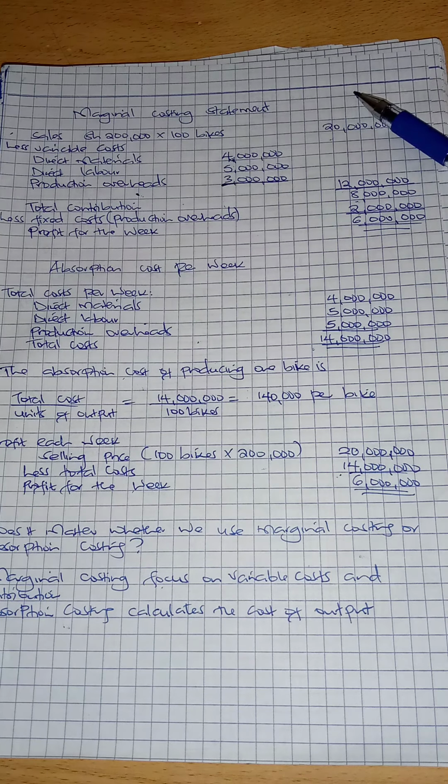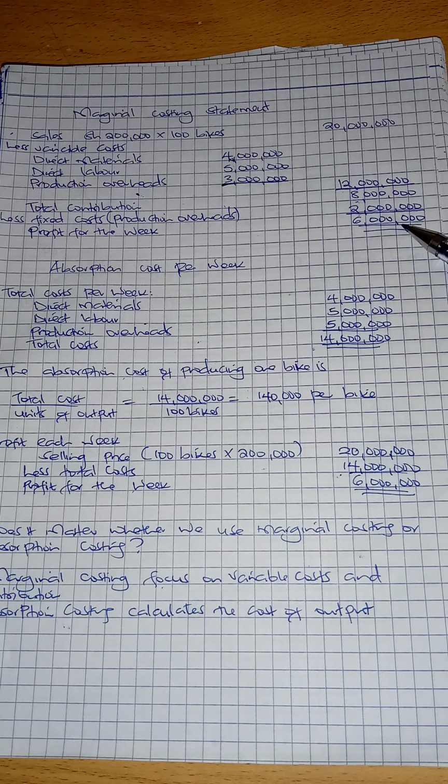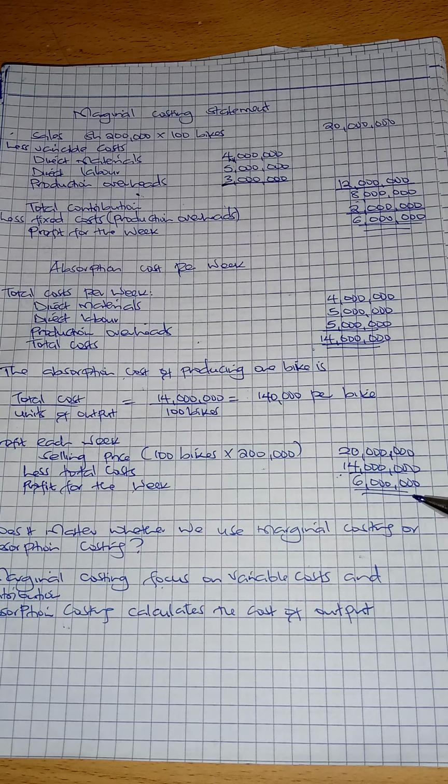So under marginal costing, we'll have the profit for the week is 6 million. And absorption costing, again, you get 6 million. I hope you are together up to that point. So you realize that by the end of the day, the profits are the same. Being that the profits are the same under both marginal costing method and absorption costing method, we could say, does it matter whether we use marginal or absorption costing? The answer to this is that it does matter.